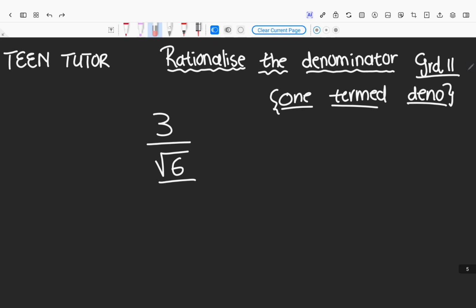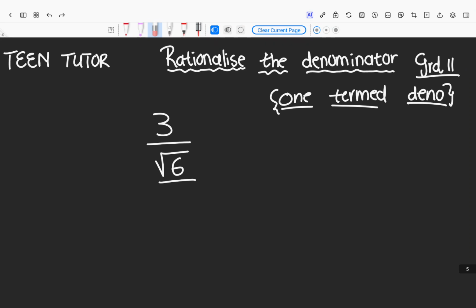So today we're going to look at rationalizing the denominator, and this is for grade 11 and also grade 12. I'm going to make this simple and fun for you all. What I just want from you guys is to grab your notepad and also your calculator and lastly your pen, and let's just get right into it.